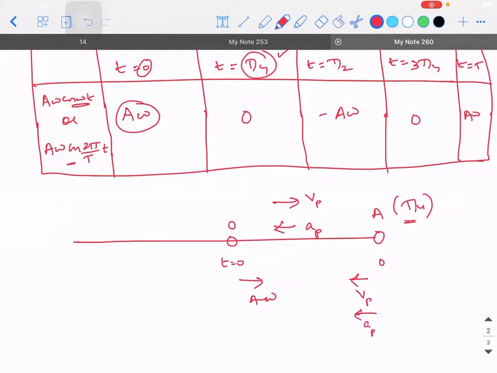That is why, when it is coming, at point A it is momentarily at rest. So from A, when it is coming to point O, it is attaining the maximum velocity at the mean position, but in the opposite direction. That is why it is minus A omega.